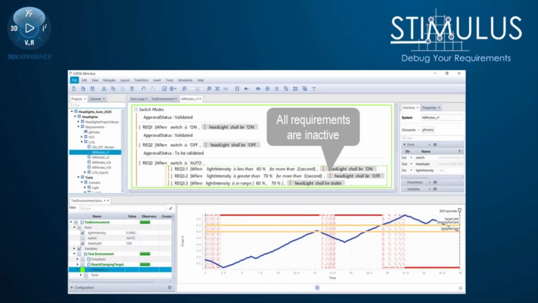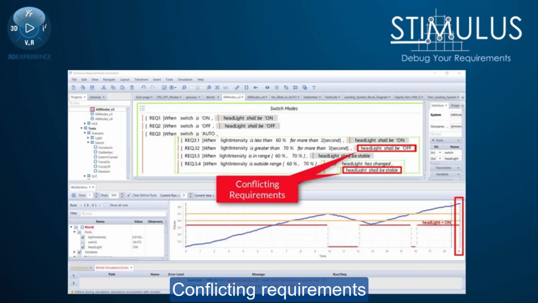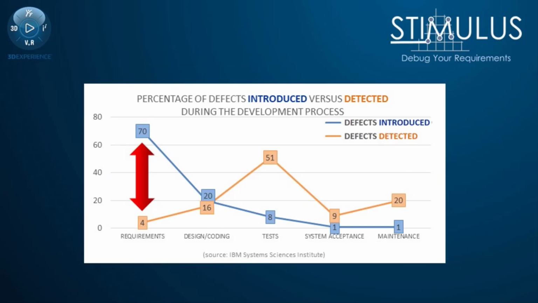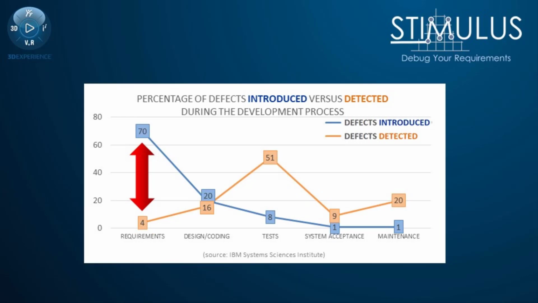Stimulus simulation capabilities will enable you to find erroneous, missing requirements, or also conflicting requirements. You will find many errors that today go through the reviews without being detected. 70% of the errors are in the requirements, but classic reviews only detect 4%.